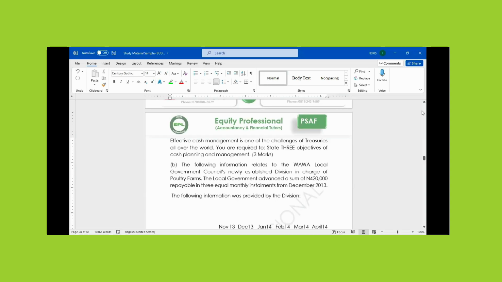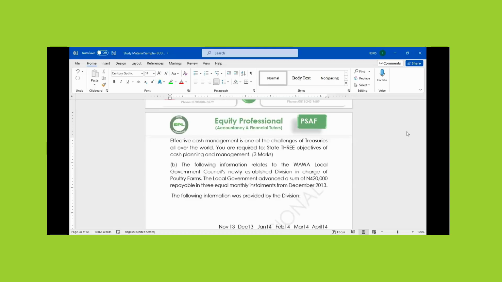In 3 equal monthly installments starting from December 2013. That means this poultry business, they give them a loan of how much? 420,000. How will they repay back the loan? 3 months repayment, starting from which month? December 2013.